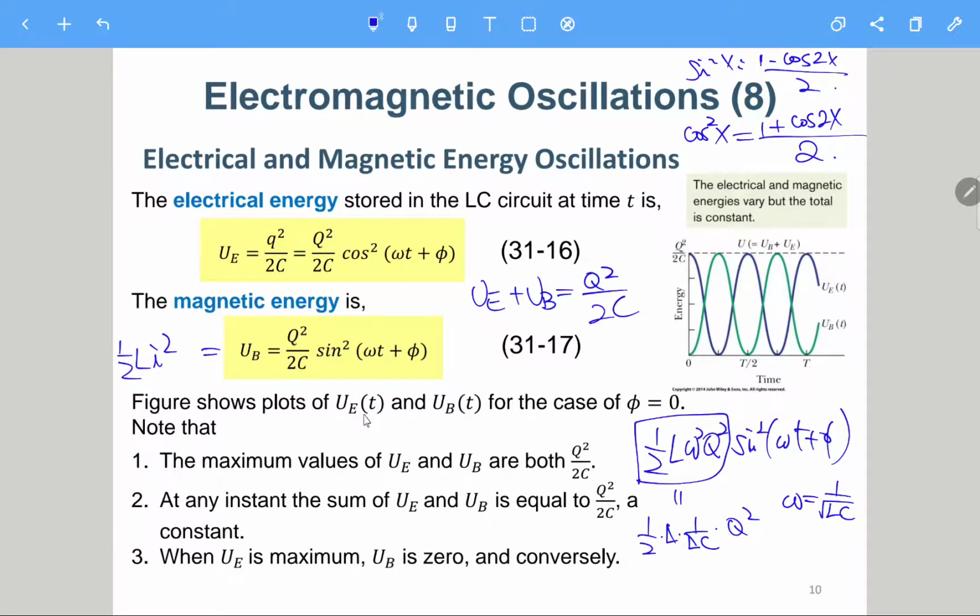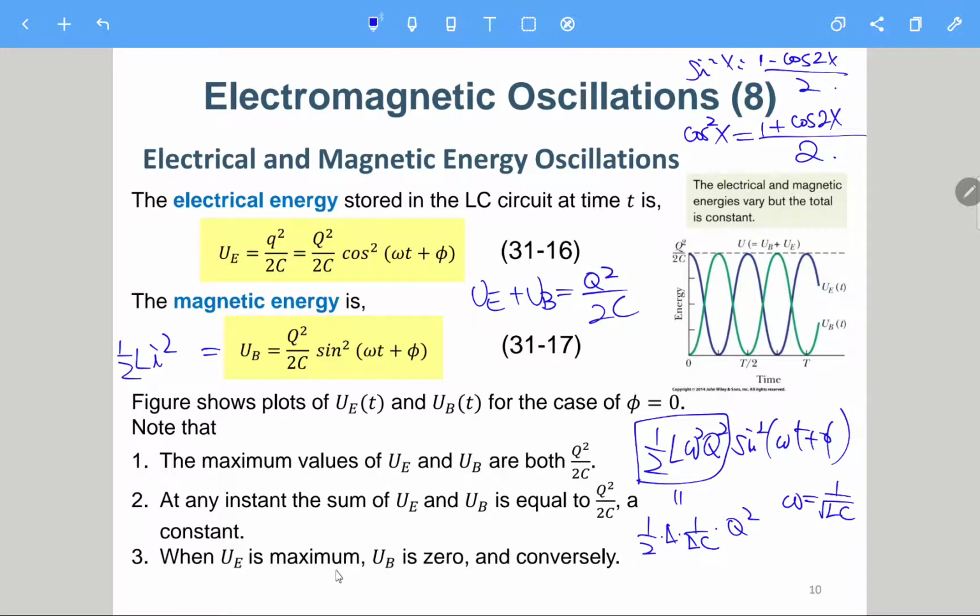So for this figure, it just assumes that phi is 0, but phi is not really important at this moment because we don't really have an initial condition. You just take a different reference time, then you can shift this phase to 0. So we have 3 notes here. First, the maximum value of UE and UB is Q square over 2C. And at any instant the sum of UE and UB is actually this one, because cosine square plus sine square is 1, a constant.